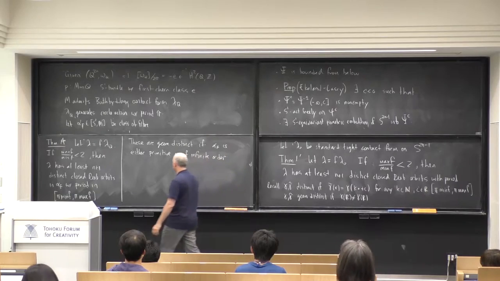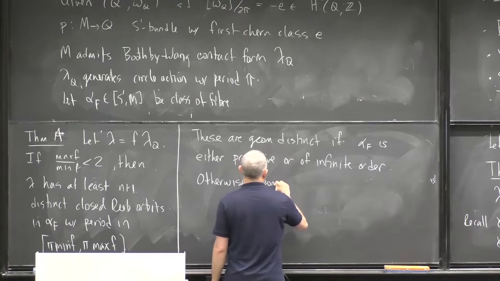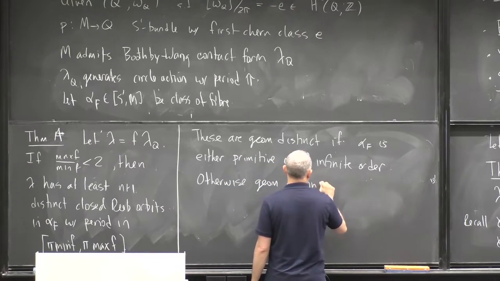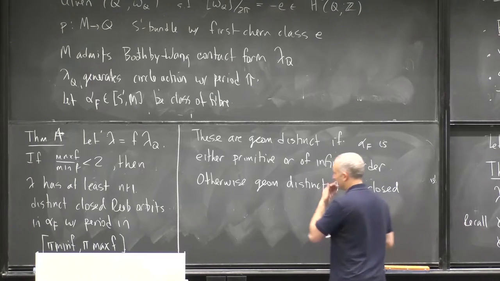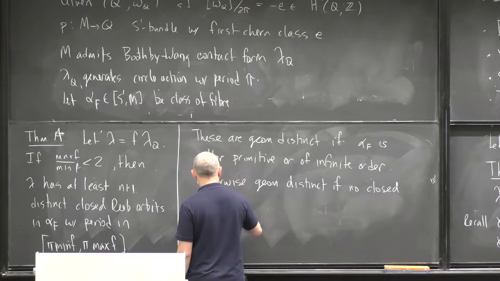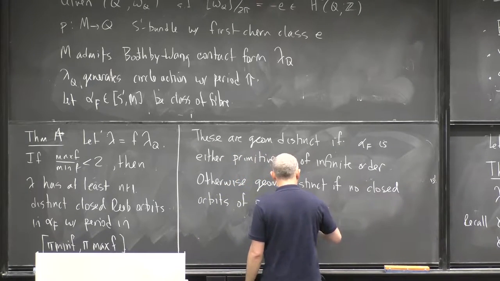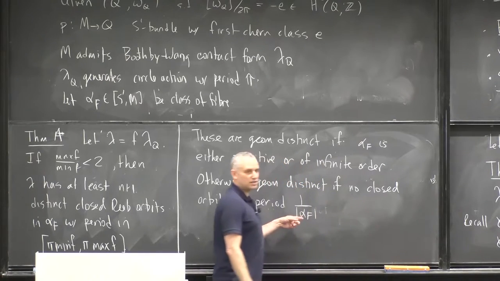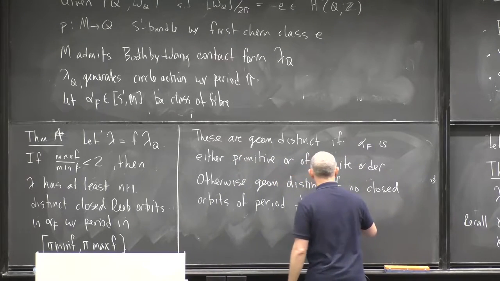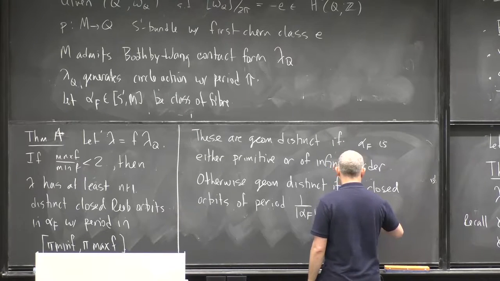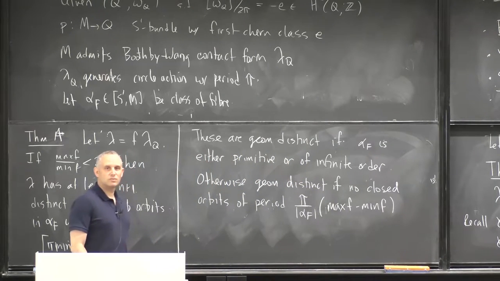And we can state an assumption. Otherwise, they are geometrically distinct if there are no closed orbits of period 1 over the order of this class. So we're already assuming that we don't have infinite order, so the order is finite. And then it's max f minus min f. Probably need a pi here.